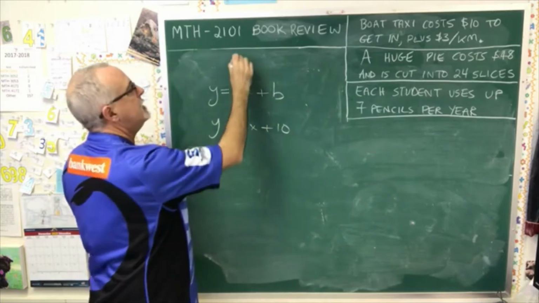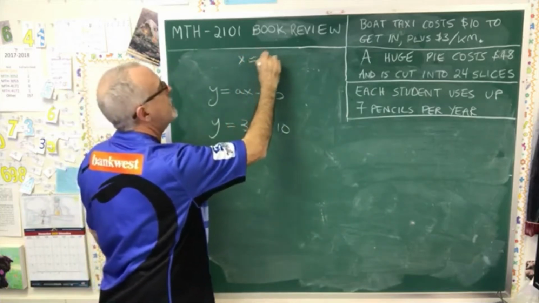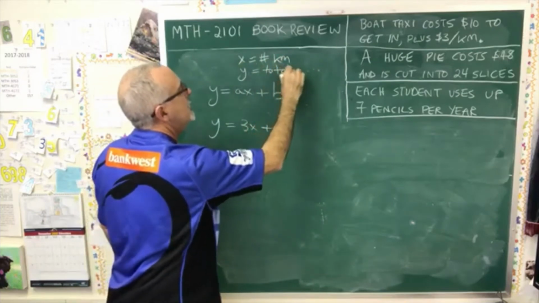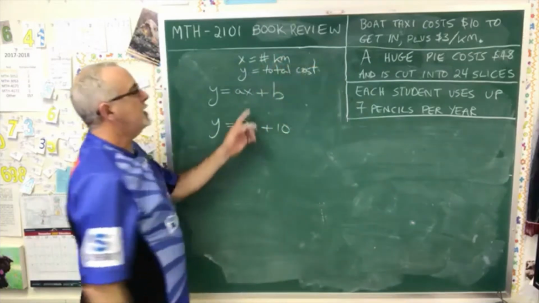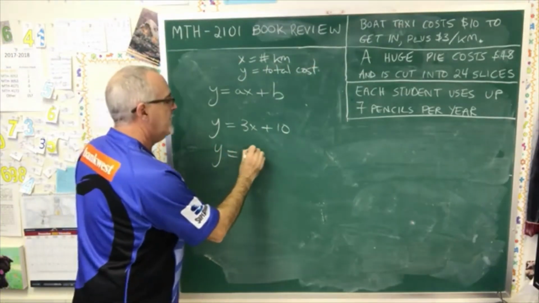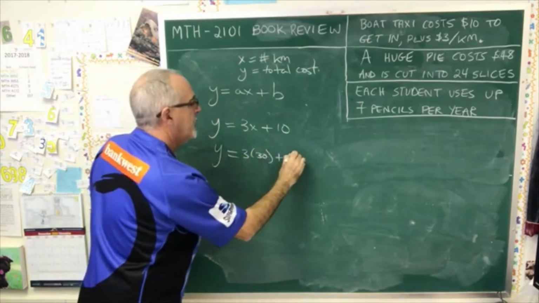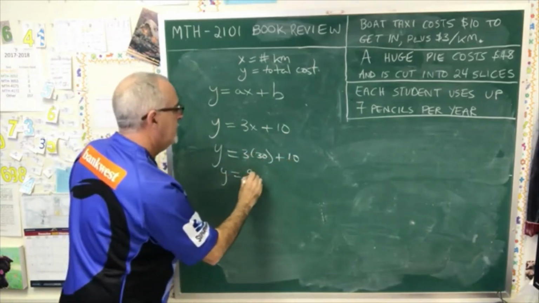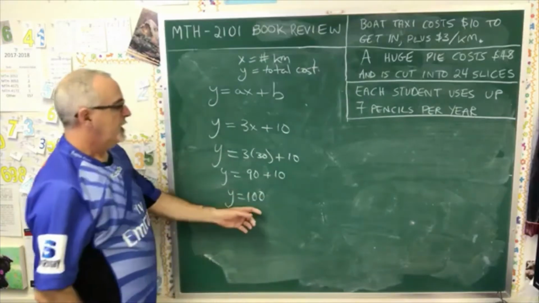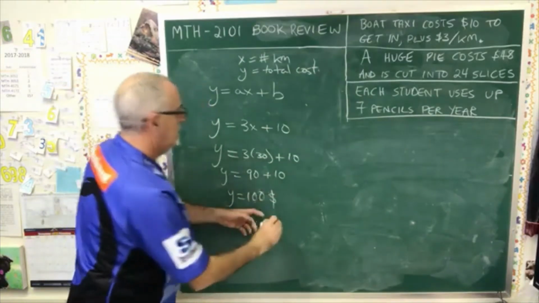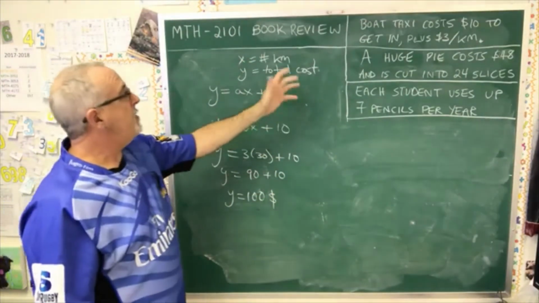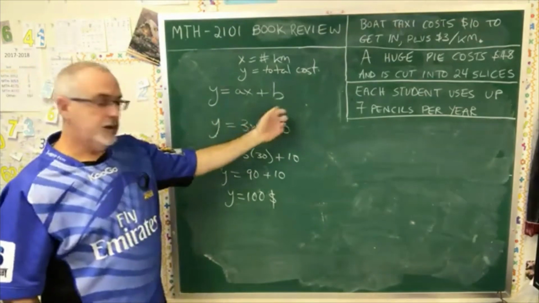This only makes sense if I say x is equal to the number of kilometers, y is equal to the total cost. I just made an algebraic model in y equals ax plus b form, and I can plug 30 kilometers into it and solve. Dollars. Okay, don't forget the unit measure. So I did everything algebraic model style about a y equals ax plus b situation.